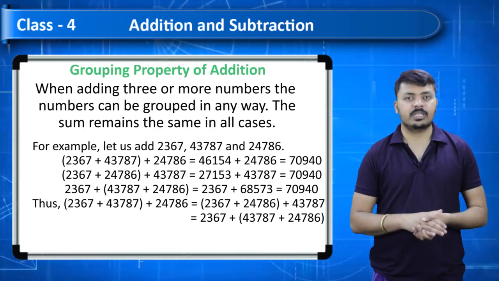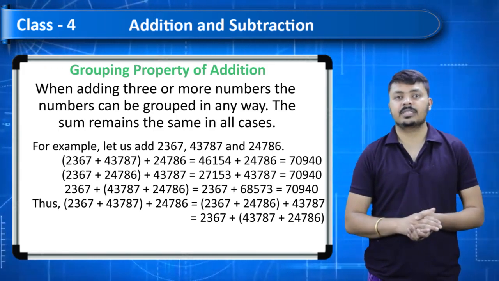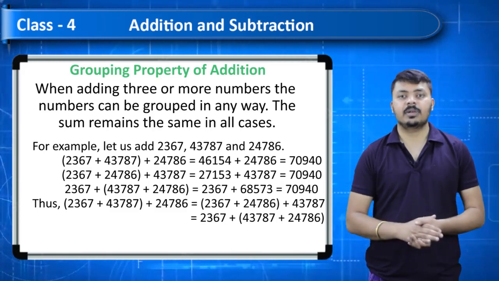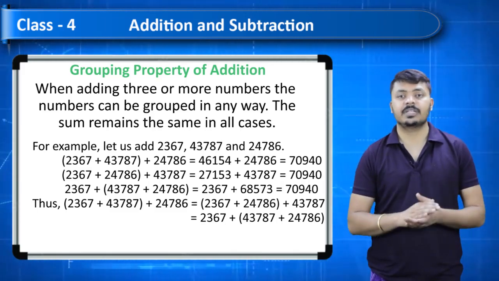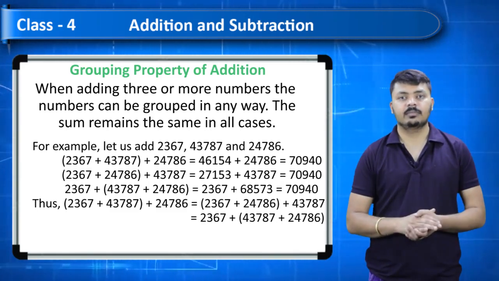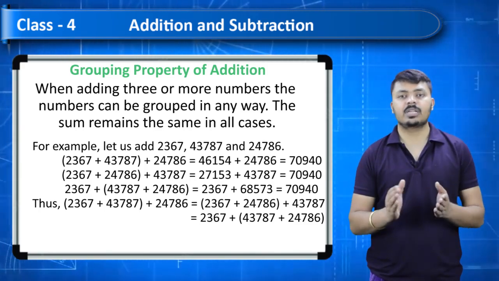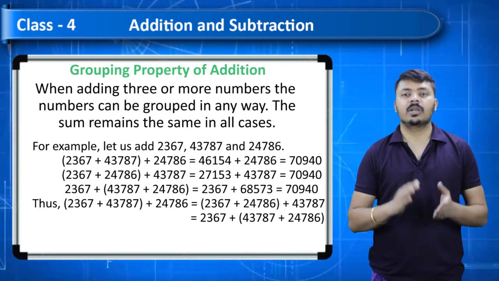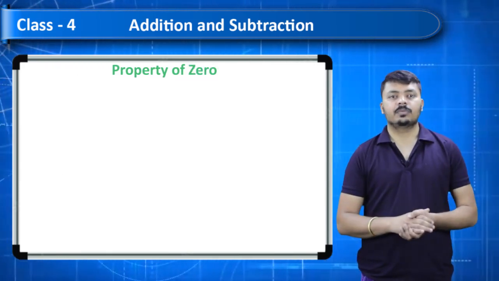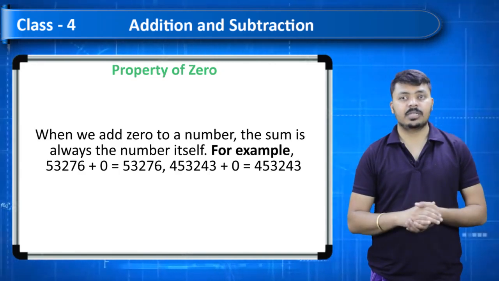Thus, 2,367 plus 43,787 plus 24,786 is equal to 2,367 plus 24,786 plus 43,787, which is equal to 2,367 plus 43,787 plus 24,786. Property of 0. When we add 0 to a number, the sum is always the number itself.